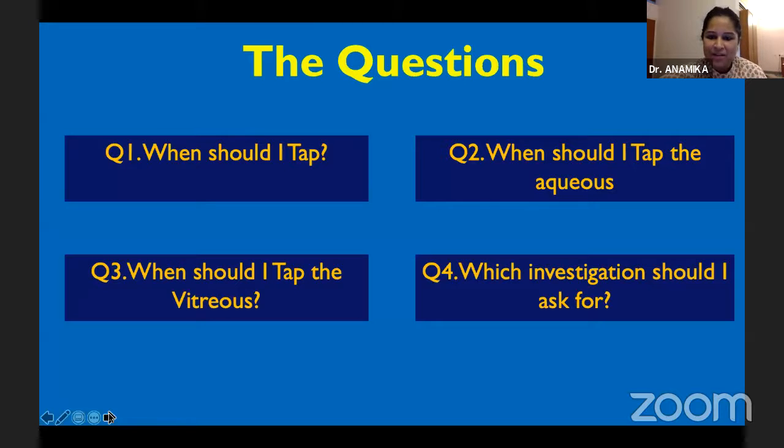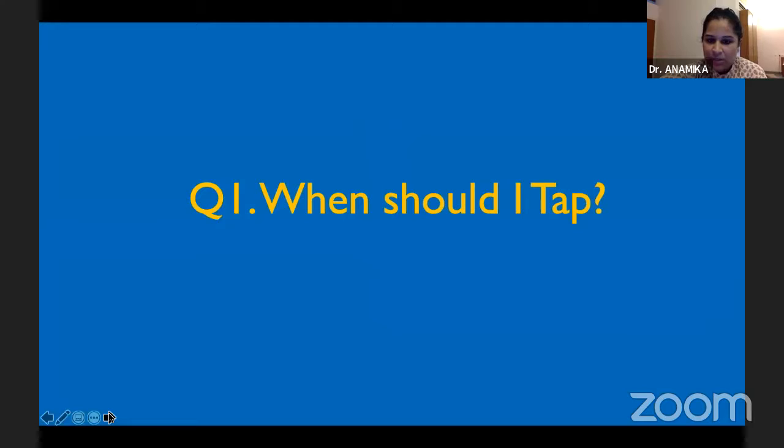And let me now address the elephant in this room. So let me do that with the help of the 4 questions. First is, when should I tap? Second is, which one to tap? And the last would be, which investigation should you be asking when you are tapping. So the first question is, when should I tap?